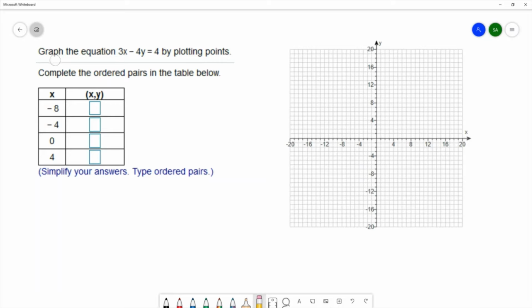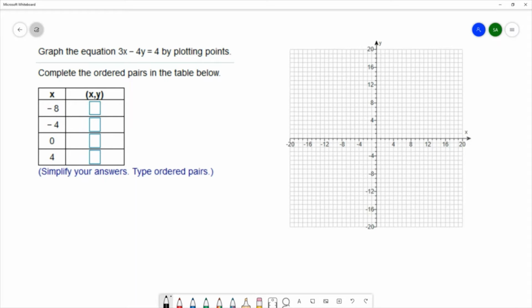In this question, we want to graph the equation 3x minus 4y equals 4 by plotting points. We have a chart that is started with x values, and we want to fill in the ordered pairs that go with those particular x values.